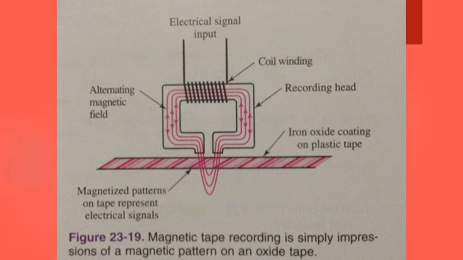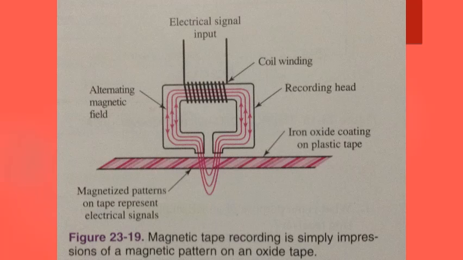Most VCRs have 4 heads. A video head is a tiny electromagnet that reads information from the recorded tape during playback. It writes information onto the tape during recording. VCRs can have extra heads that provide better sound and picture quality. Look at figure 23.19.